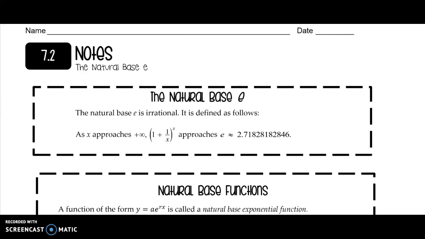Today we're going to go over 7.2, which is the natural base e. It says the natural base e is irrational and is defined as follows. As x approaches positive infinity, 1 plus 1 over x to the x approaches e. e is approximately 2.718281828846. So e is basically just an approximation of a number. Just like pi is approximately 3.14, e is approximately 2.7.